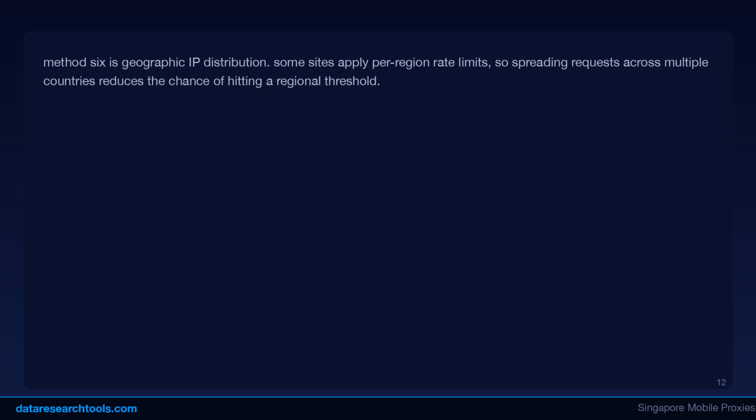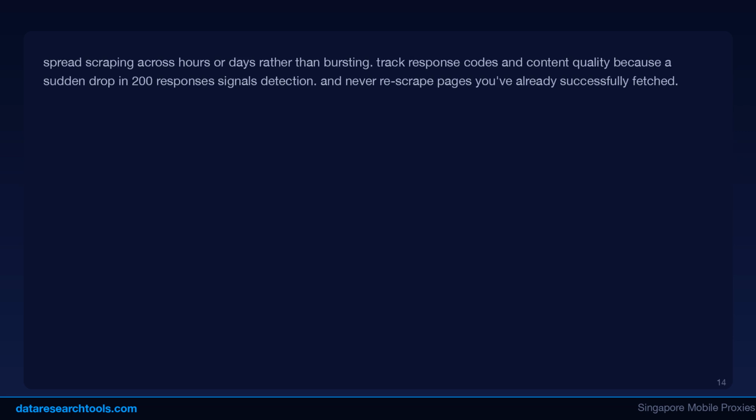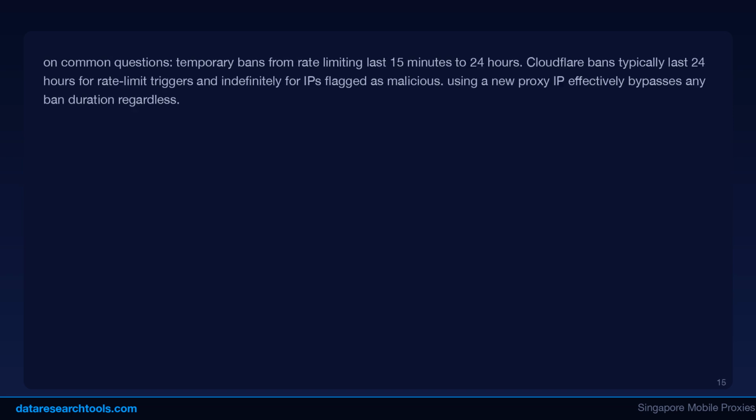For best practices, start with 5 to 10 requests per minute and increase gradually. Rotate user agents in sync with your proxy rotation. Respecting robots.txt reduces risk even when bypassing other restrictions. Residential IPs have inherently better reputation than data center IPs. Include all standard browser headers and handle cookies properly to mimic real browser behavior. Spread scraping across hours or days rather than bursting. Track response codes and content quality because a sudden drop in 200 responses signals detection. And never rescrape pages you've already successfully fetched.